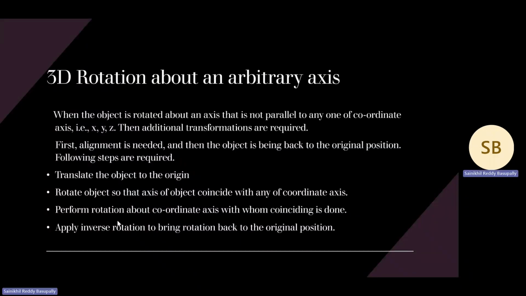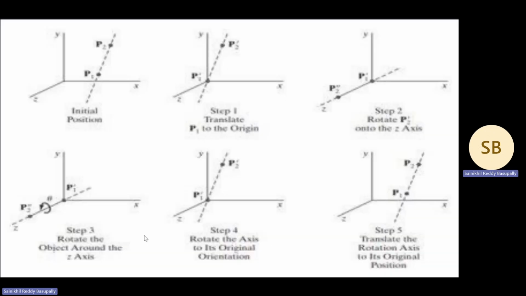After rotation around the axis, we need to apply the inverse rotation to bring the object back to its original orientation. Then the final step: translate the rotation axis to its original position.